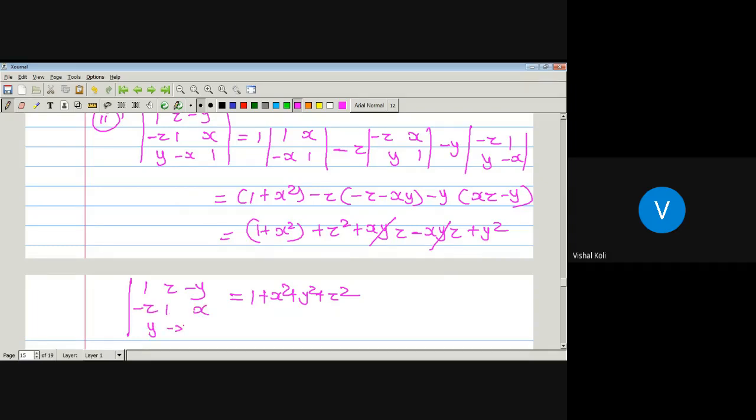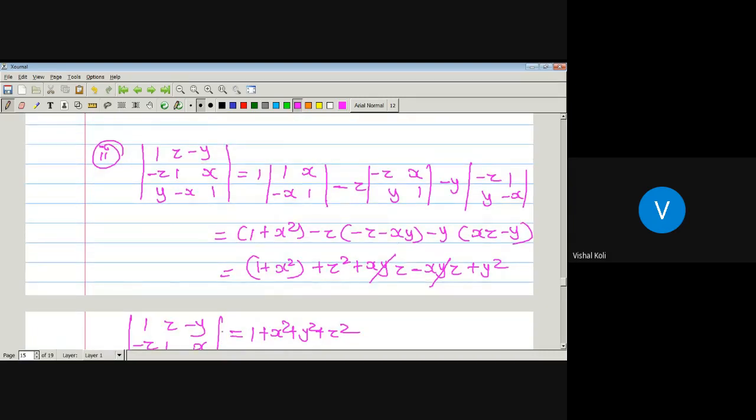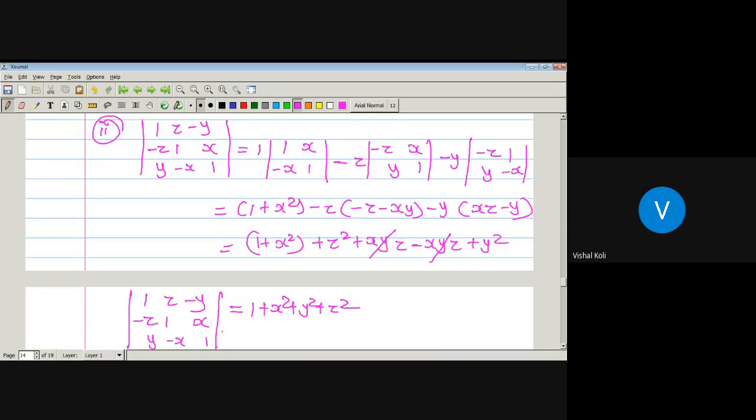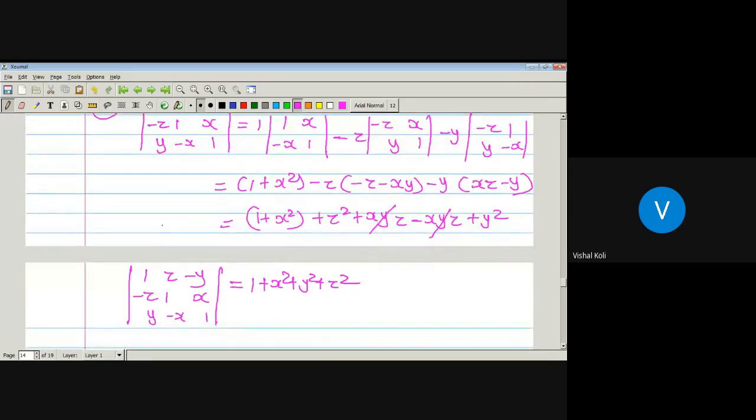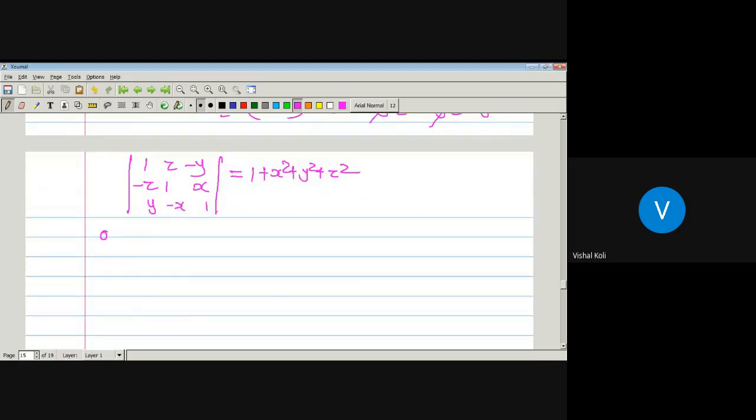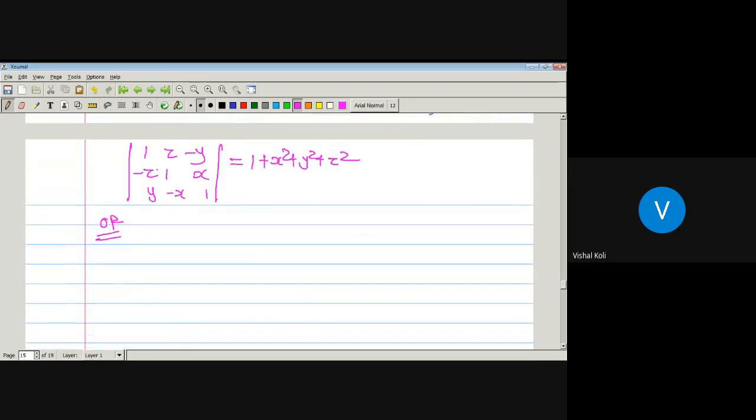So here we have found the determinant by using the first row. Instead of the first row, if we use the third row or second row, then also the determinant value is same. Okay, so let us take the second row. Then the second row's elements are minus z, and its determinant value is 1, z, minus of y, minus z, 1, x, y, minus x, 1. So instead of the first row, we will use the third row.